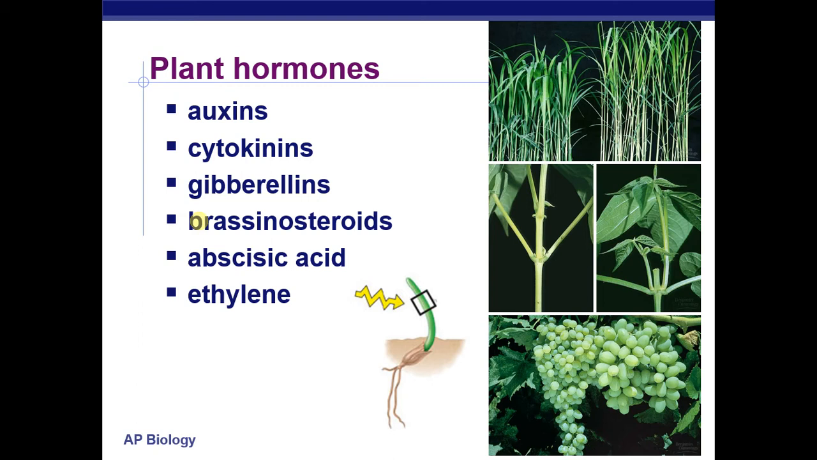These are the big plant hormones. And so if you're interested in plant physiology, you'll learn a whole lot more about these. We'll talk about auxins, gibberellins, abscisic acid, and ethylene here today as examples of plant hormones and ways in which plants respond to stimuli.